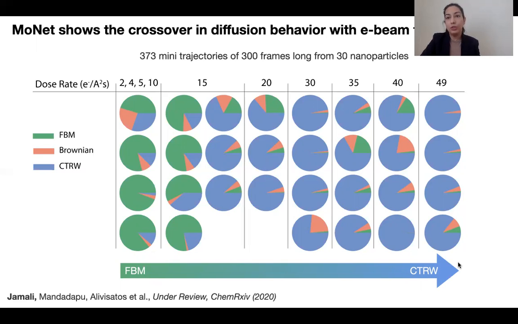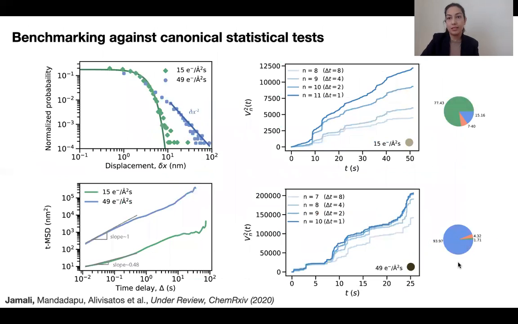Now that we know the prediction of MoNet, we can also benchmark these results with canonical statistical tests. The first test is looking at the distribution of displacement. As we talked about earlier, for low dose rates where we have FBM, we would expect this to fit well with a Gaussian curve. And this is indeed correct.